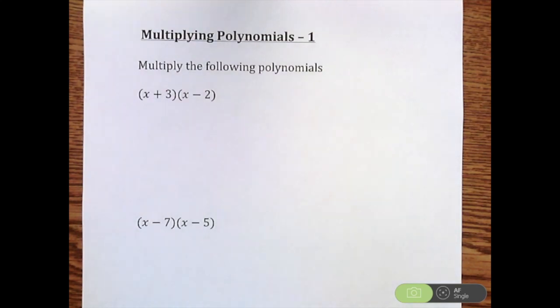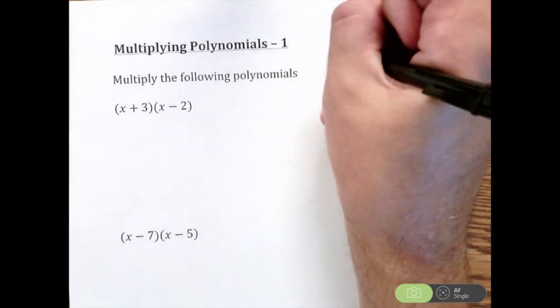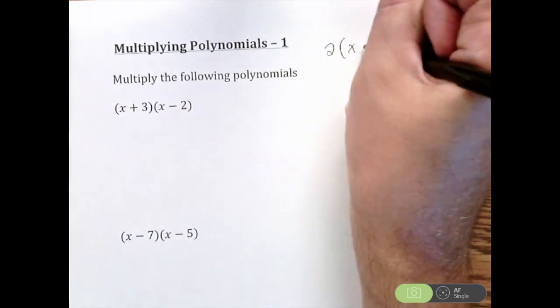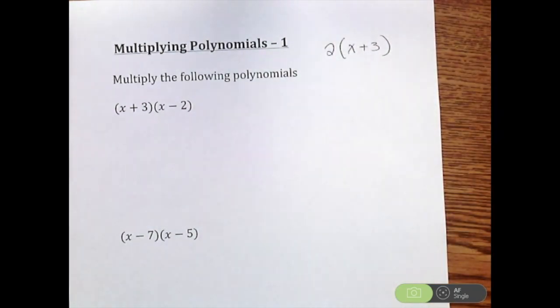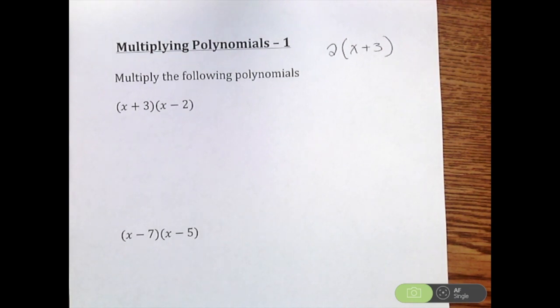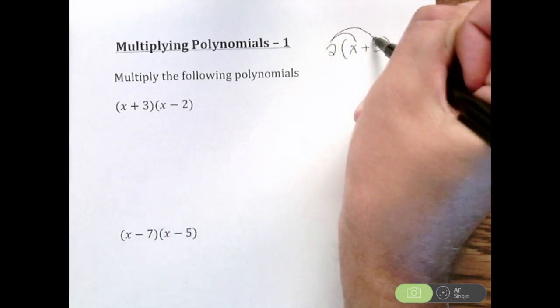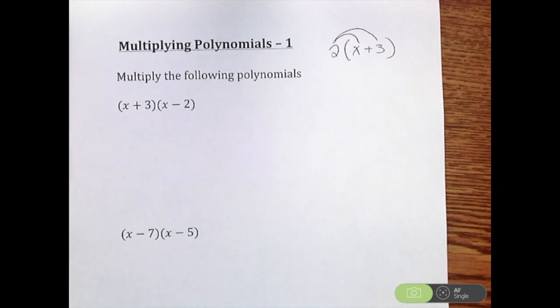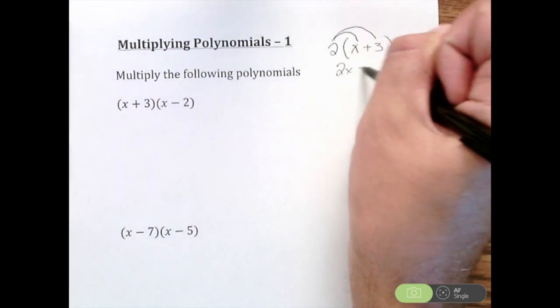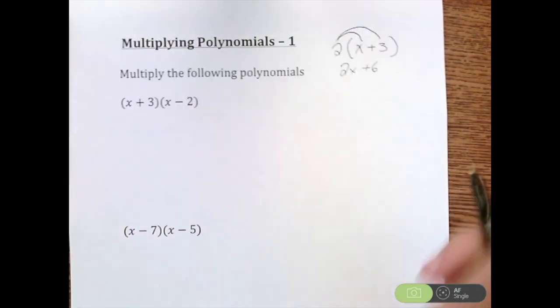So what we've kind of been used to so far in Algebra 1 is when you have a number outside the parentheses and we have, say, x plus 3 on the inside of the parentheses, we've been used to taking this 2 and multiplying it in by distribution. We're essentially doing the same thing here. So up here you'd have 2x plus 6. We're doing the same thing here.